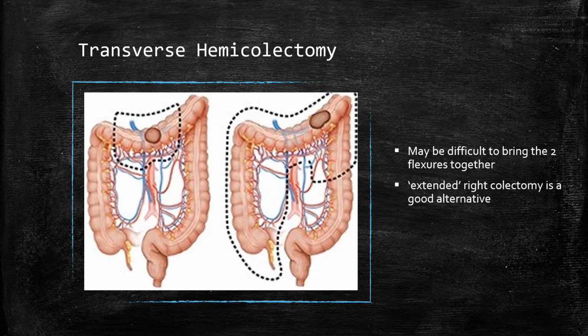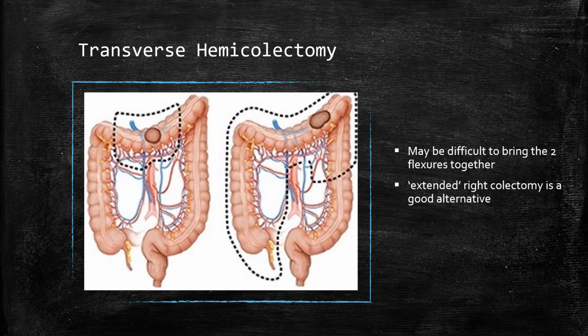For lesions located close to the splenic flexure, there are some choices to be made as well. We'll talk about a left colectomy in a second, that's certainly one choice. But again, the issue is getting the two ends together tension-free.